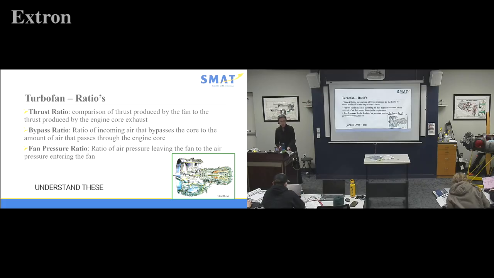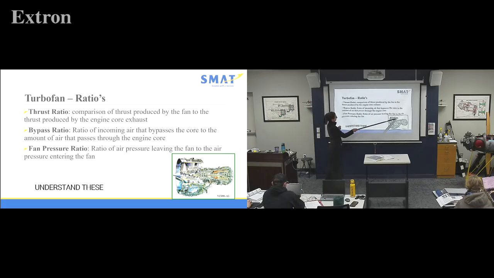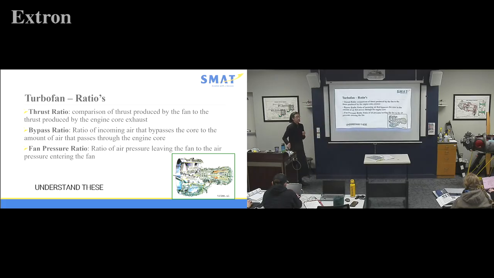So 3 ratios you need to be familiar with when it comes to turbofans is thrust ratio. So that is a comparison of what we were talking about, the thrust produced just by the fan compared to the thrust produced by the engine core exhaust. We're comparing fan thrust to core thrust.